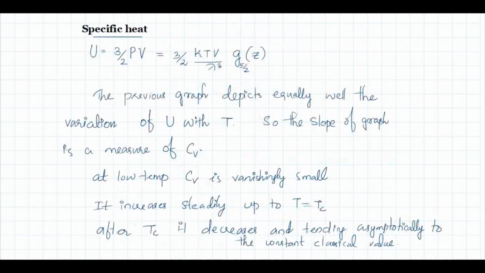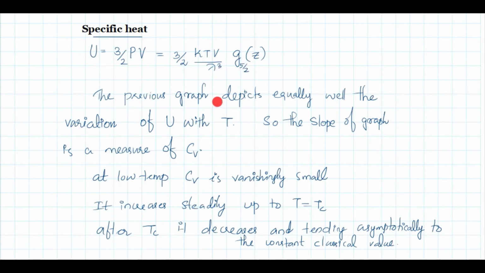Now we will calculate the specific heat. We have the internal energy U equal to 3 by 2 PV for a Bose gas. This equation we proved in the last class. So we can write it as 3 by 2 into P, which is kT by lambda cubed g 5 by 2 of z, and there is a V also. So this is 3 by 2 kTV by lambda cubed g 5 by 2 of z.